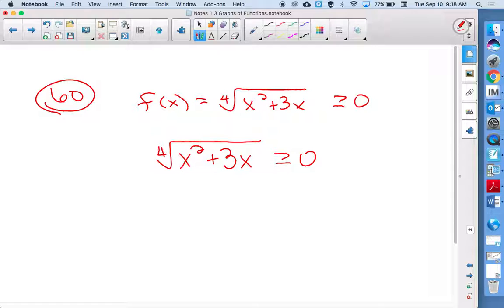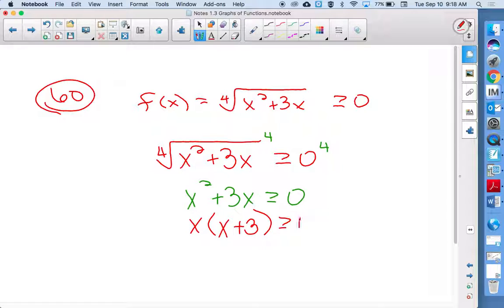So if you're solving for this, to get rid of the 4th root, you would raise it to the 4th power. That's how you get rid of the radical. And then we have x squared plus 3x is greater than or equal to 0. How would you find the values that would work? Like, what would you do here? Emma. Yeah, we gotta factor it. So what would you pull out, Emma? An x, and then I get that x plus 3.